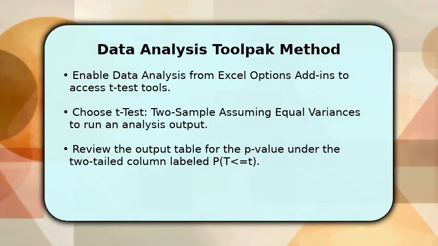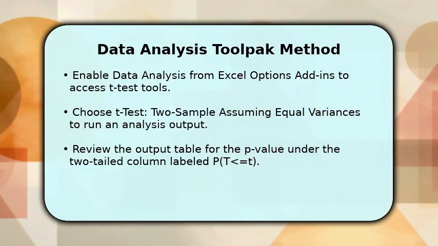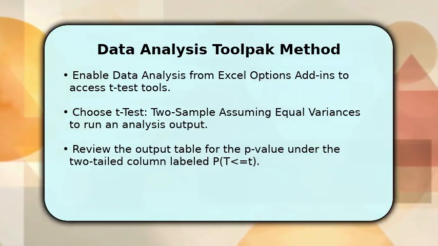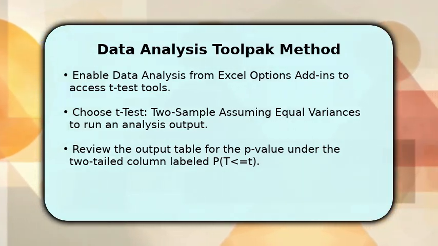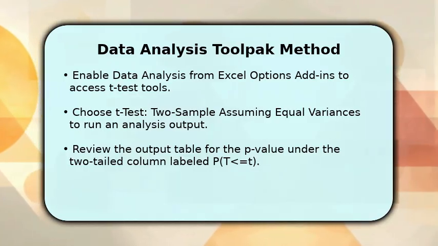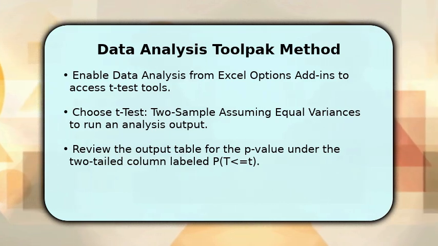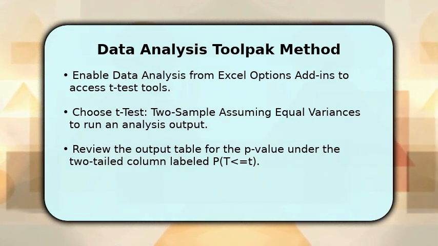Enter your two input ranges, set hypothesized mean difference to 0, and select labels if your ranges include headers. Choose an output range and click OK. The generated table includes the t-statistic, degrees of freedom, and the p-value in the two-tailed P(T<=t) column.